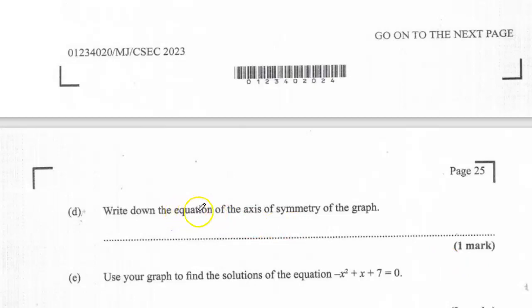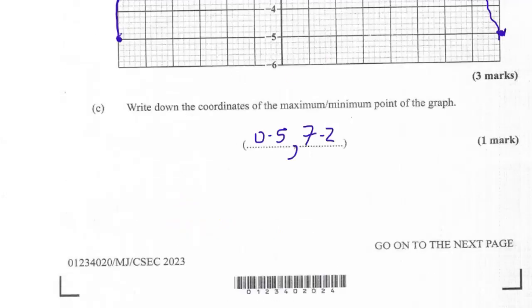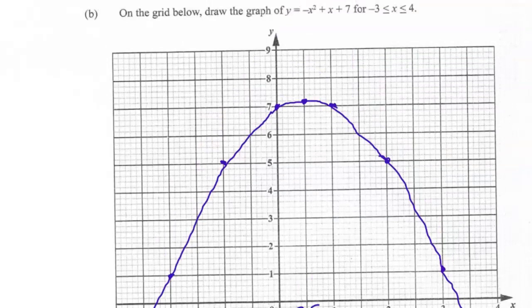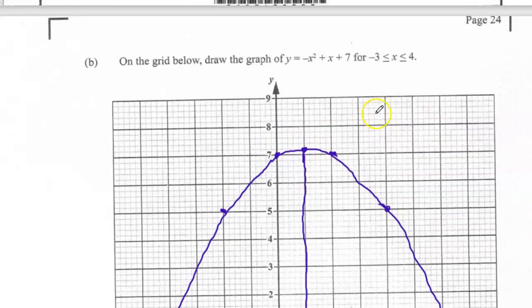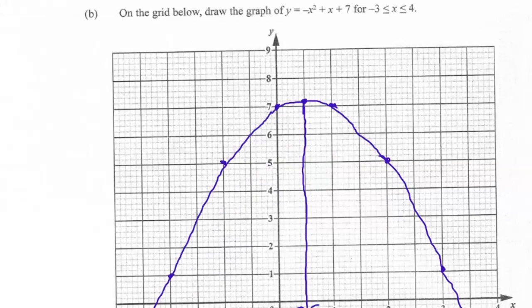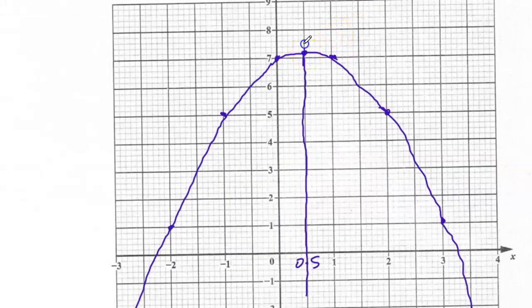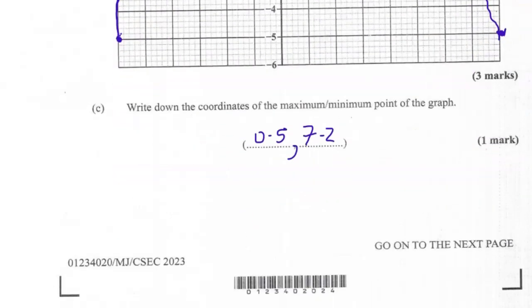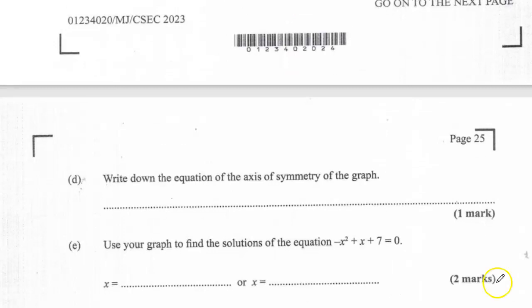Write down the equation for the axis of symmetry. The axis of symmetry is a line that cuts the graph in two, going straight through the turning point. This line divides the graph into two equal parts. So the axis of symmetry is the line x equal to 0.5.